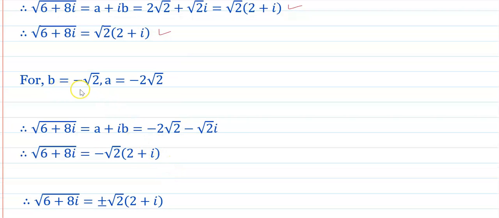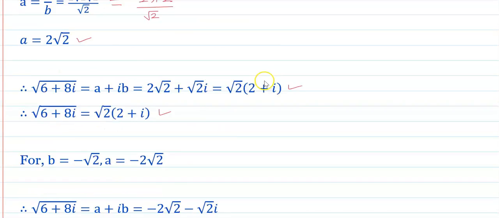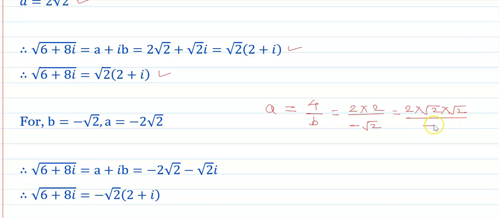What about the second? If we take B minus, then you will get A is equal to minus 2 root 2. You can see this again here: A is equal to 4 upon B. 4 means 2 into 2, upon the value of B, which is minus root 2. 2 means root 2 into root 2, divided by minus root 2. These get cancelled and you will get A is equal to minus 2 root 2.